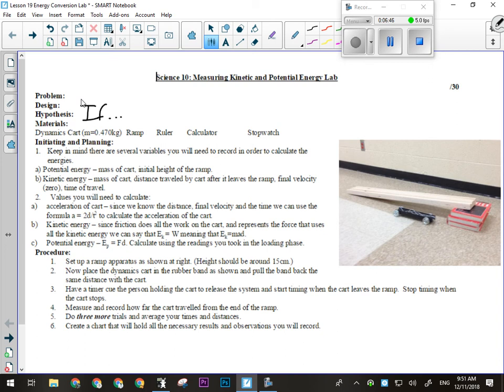The and part, as always, needs to describe our experiment. So a cart is allowed to travel from the top of the ramp to the bottom of the ramp, converting this to this. The then part needs to predict your results. You need to tell me how the kinetic energy and the potential energy are going to relate to each other in this lab.